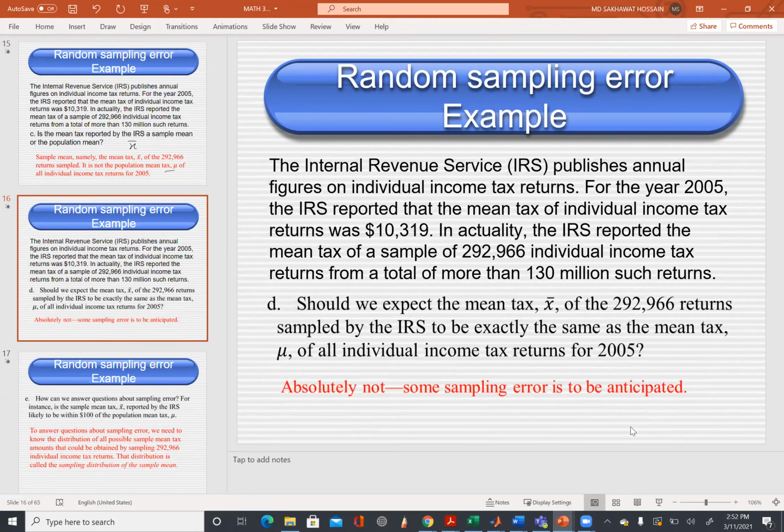So now the next question is, should we expect the mean tax X bar of this number of returns sampled by IRS to be exactly the same as the mean tax? No, because we have more than 130 million returns in total, and this mean is only for this number of returns. So this mean is not exactly the same as the mean tax mu. So there is some difference. This deviation is called random sampling error.